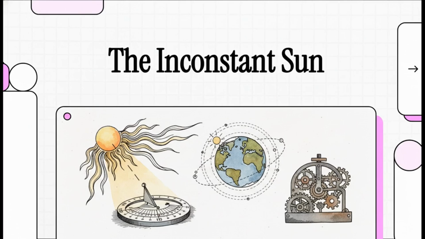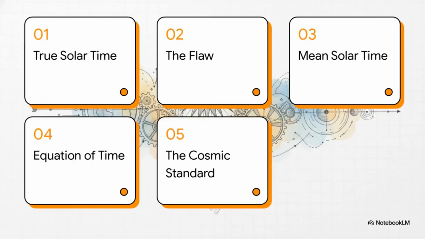Today, we're going to deconstruct this celestial clockwork and explore why the time on a sundial and the time on your watch are almost never in agreement. So here's the path we'll follow. We're going to begin with the most intuitive concept, true solar time. Then we'll investigate the fundamental flaws in that system. From there, we'll introduce the elegant, idealized solution that humanity engineered, mean solar time, and explore how we synchronize these two realities. Finally, we'll discuss why this entire framework is absolutely essential to our modern world.